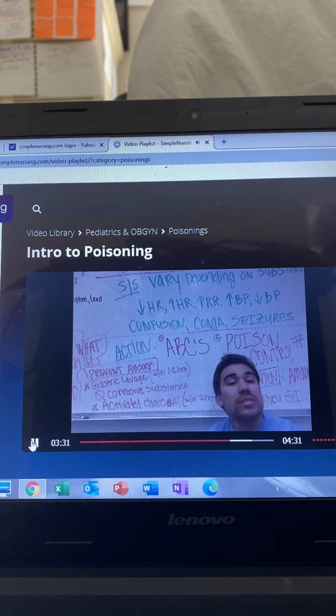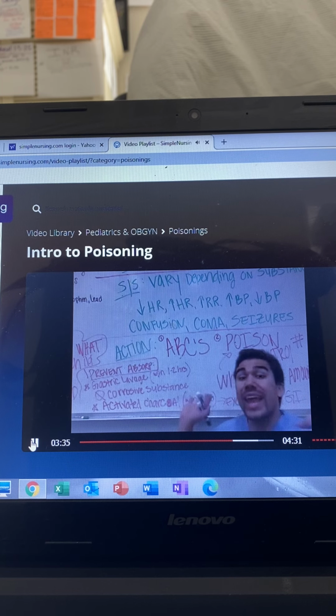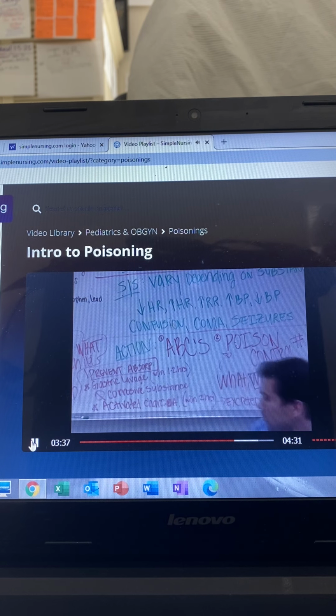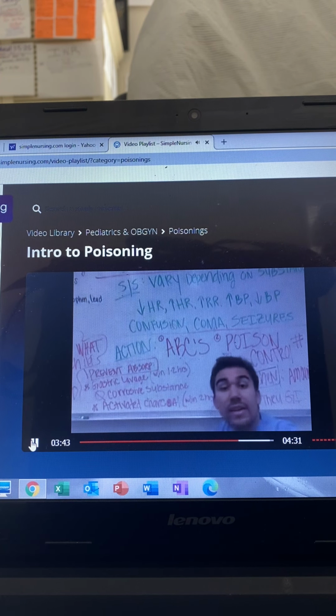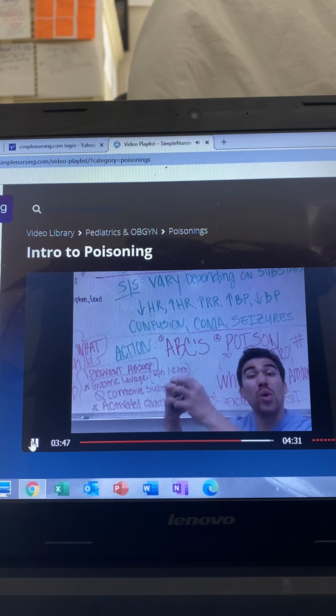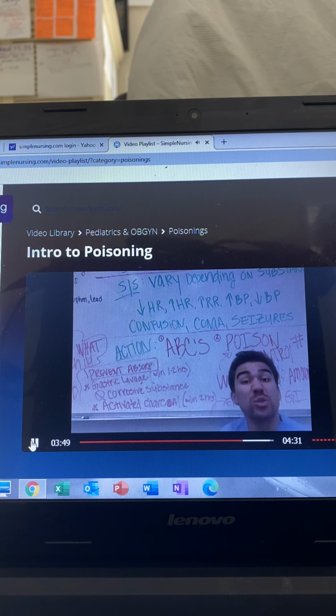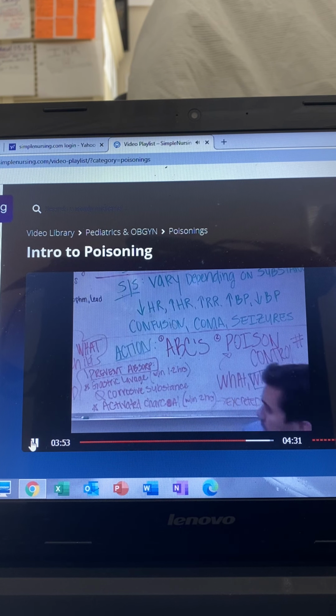Now, if the poison's been sitting there for a long time and it's already absorbed, we can't do anything. It has to be within the first 2 hours. So it'll absorb it from the GI tract, and the charcoal will hold on to it and pass it through your stool so your body doesn't absorb it. So that's the cool bit.